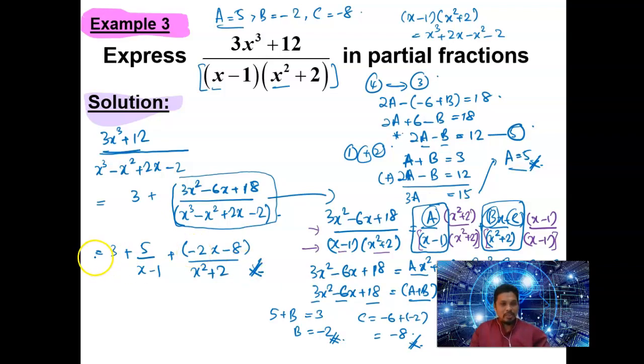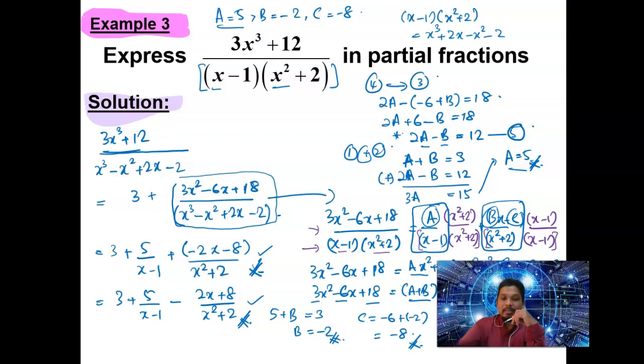So 3 plus 5 divided by x minus 1 plus negative 2x minus 8 divided by x squared plus 2, or you may simply write this as 3 plus 5 divided by x minus 1 minus, negative factorize, take it outside, then it is 2x plus 8 divided by x squared plus 2, either one. This is correct and this is also correct.